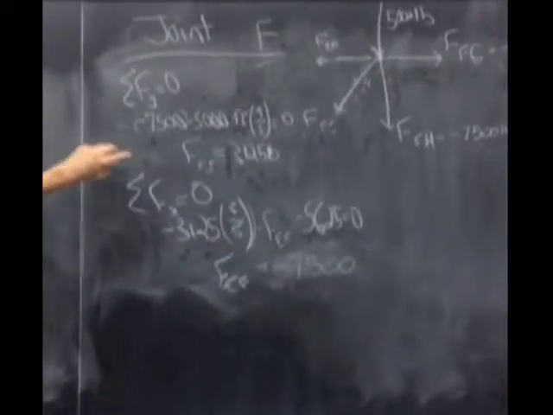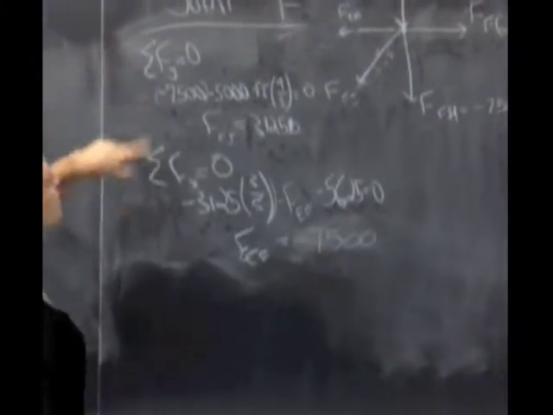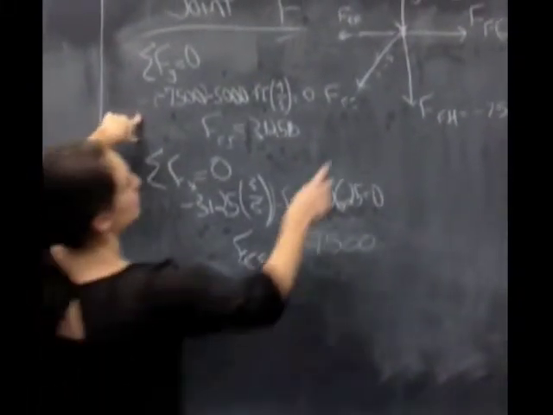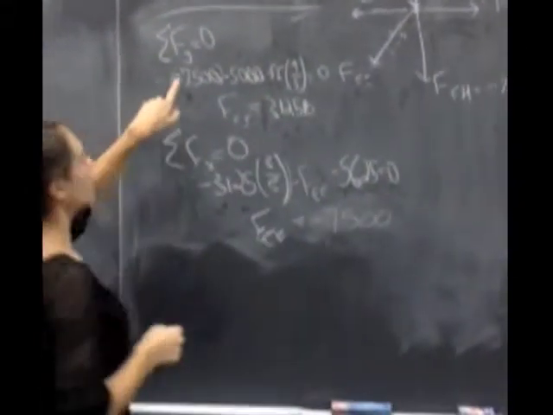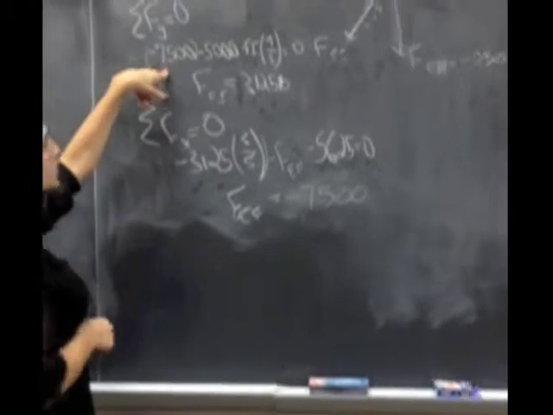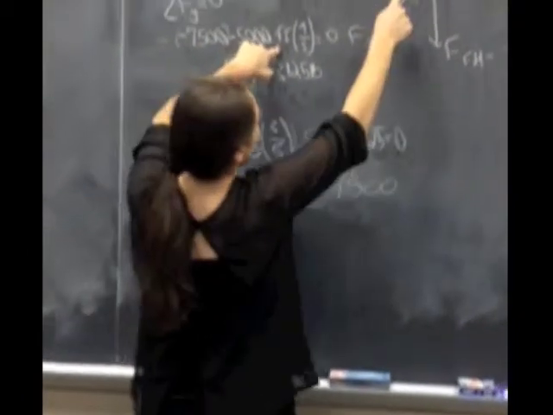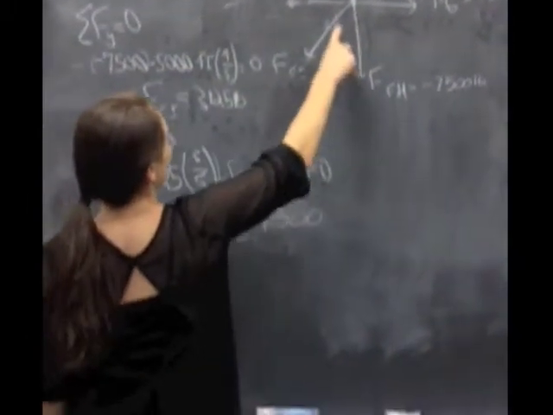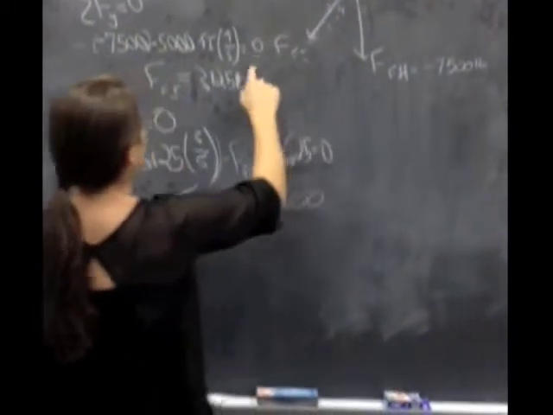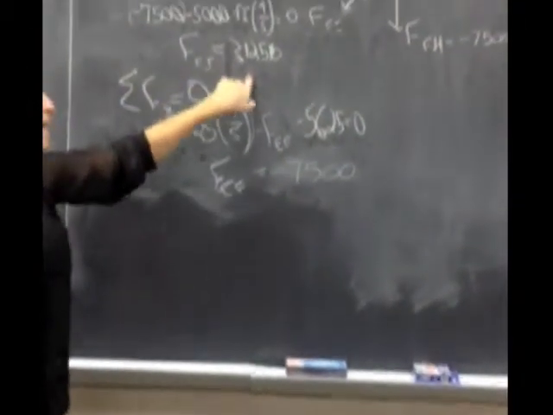So to solve for FI, you do sigma Fy. You have this negative, because it's downwards, but then it's also a negative direction. So negative 7,500 minus the 5,000. And then also in that same direction, minus FI times again that 4 over 5. That equals 0. Solve for FI, you get 3,125 pounds.